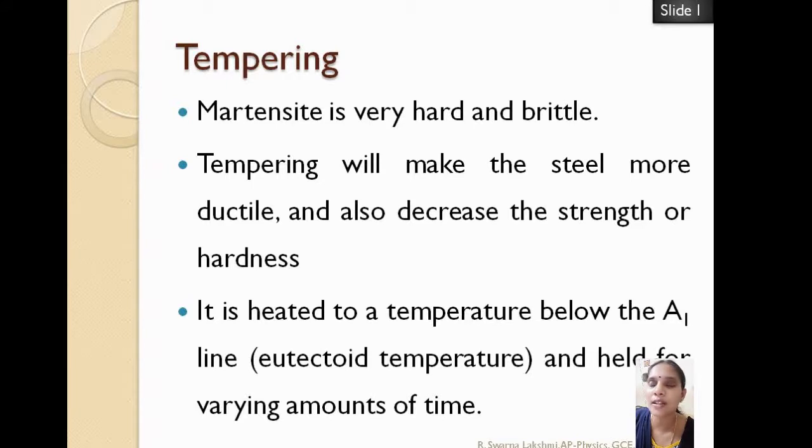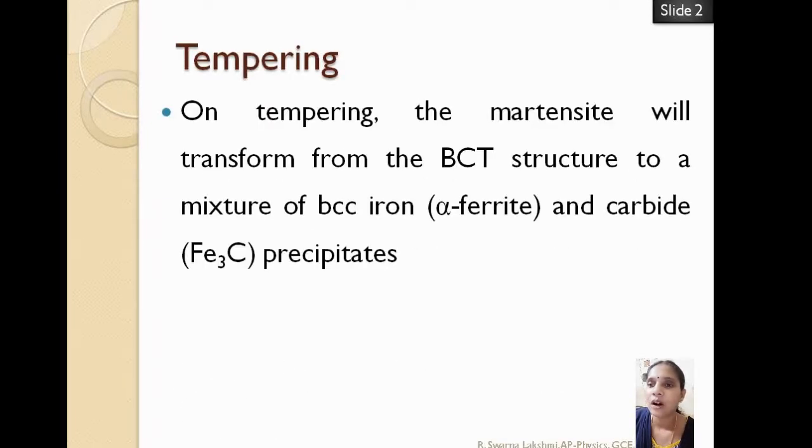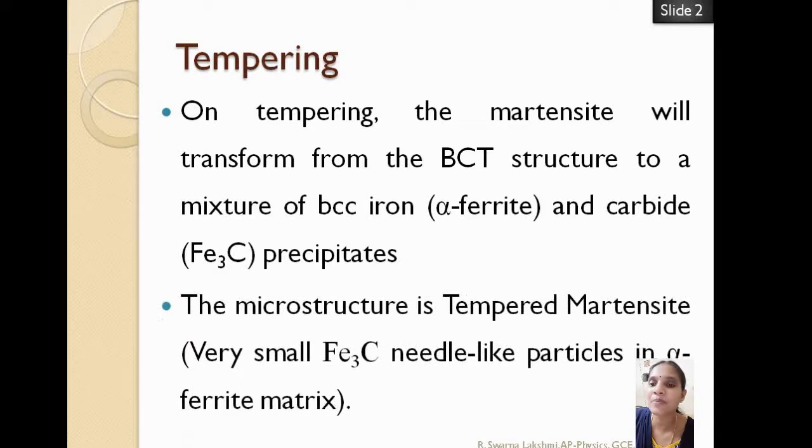So tempering is a process in which the martensite is heated to a temperature below the eutectoid temperature and held at that temperature for varying amounts of time. On tempering, the martensite transforms from the body-centered tetragonal structure to a mixture of alpha ferrite and cementite precipitates or carbide precipitates. The microstructure is called tempered martensite and it has needle-shaped cementite embedded in an alpha ferrite matrix as shown.